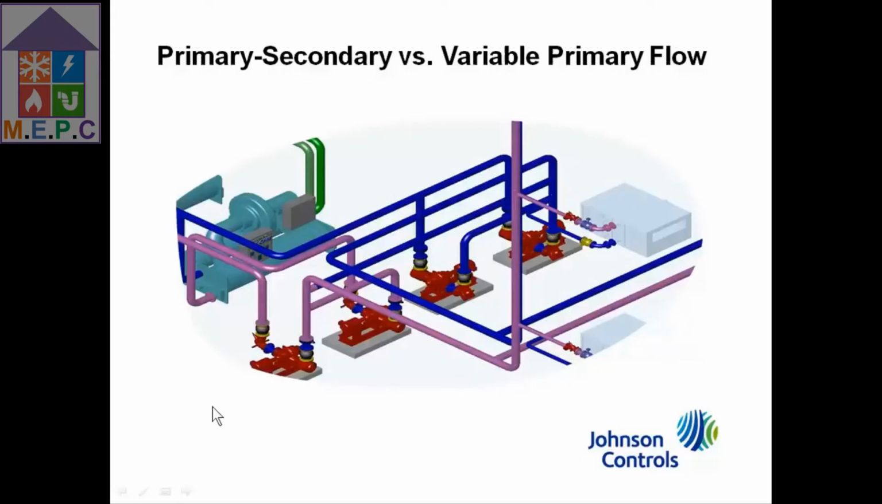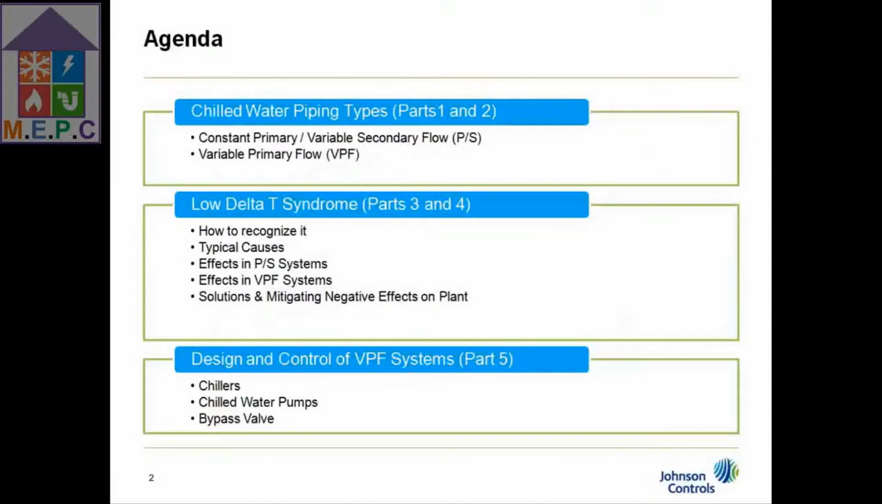This presentation is primary-secondary versus variable primary flow. It's conducted in 5 parts. The first 2 parts describe the operation of 2 popular chill water pumping configurations. The second 2 parts describe issues surrounding low delta T syndrome in variable chill water loops. And the final part details design and control considerations for increasingly popular variable primary flow systems.